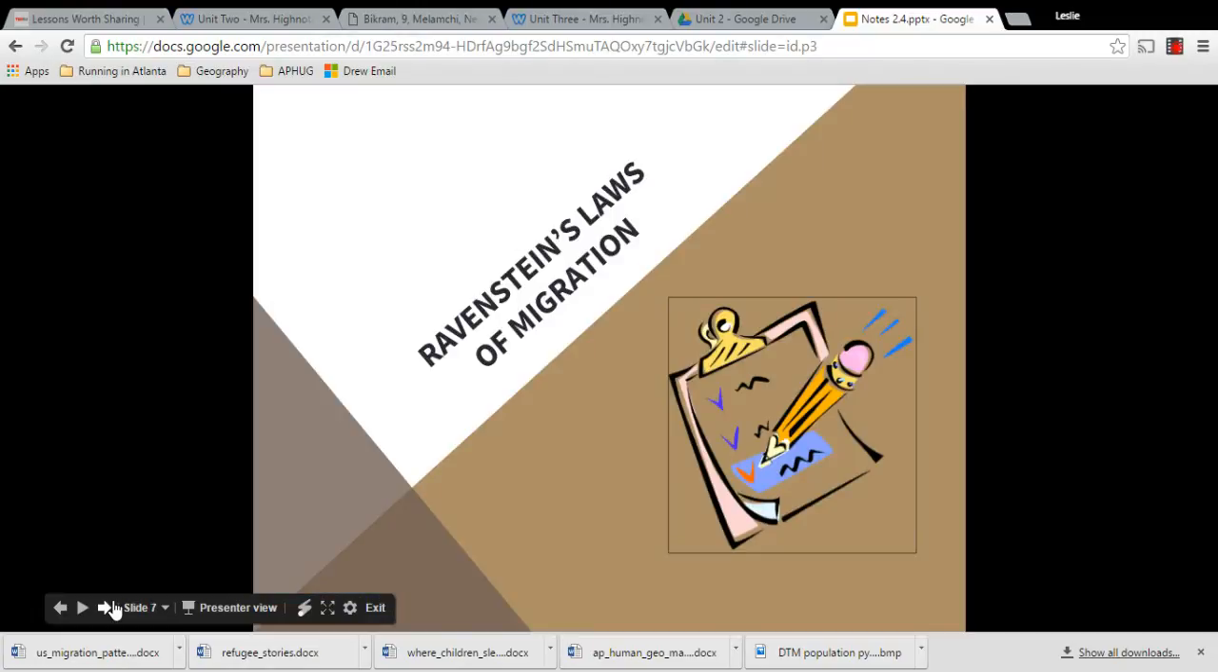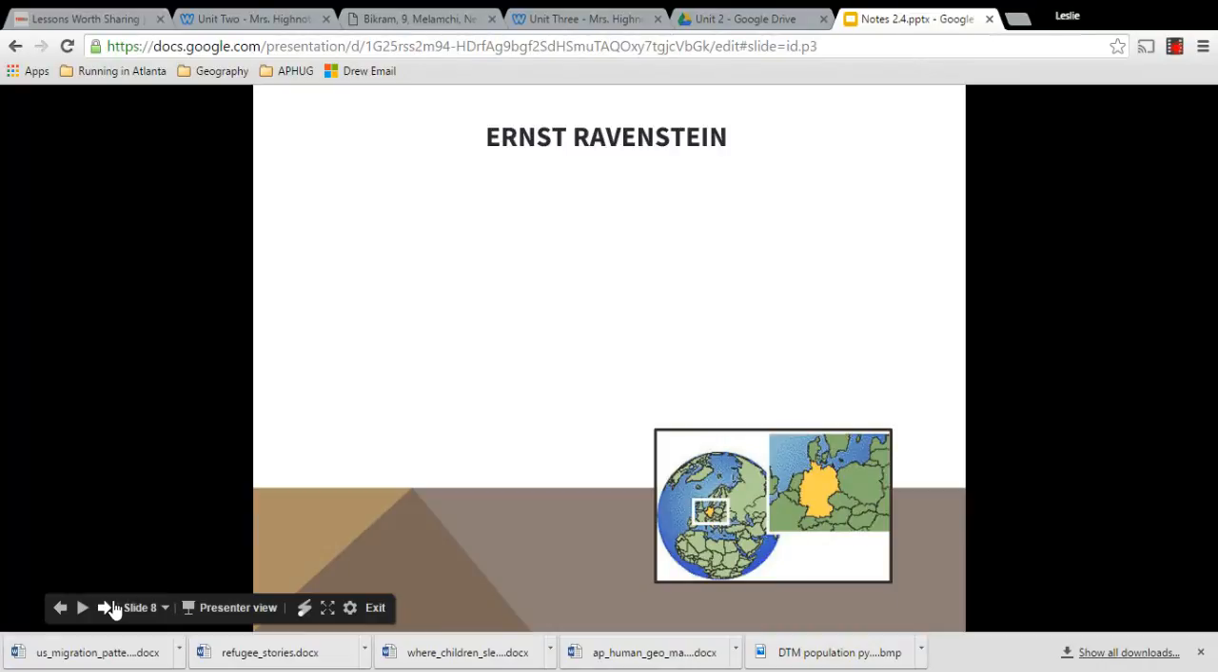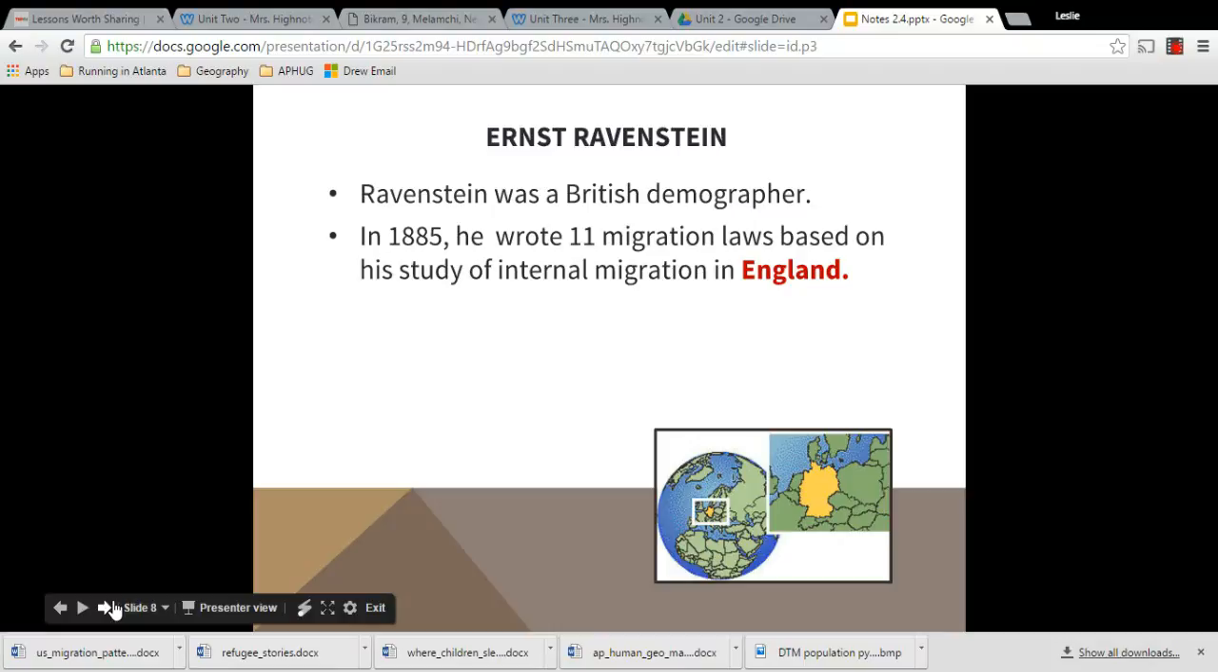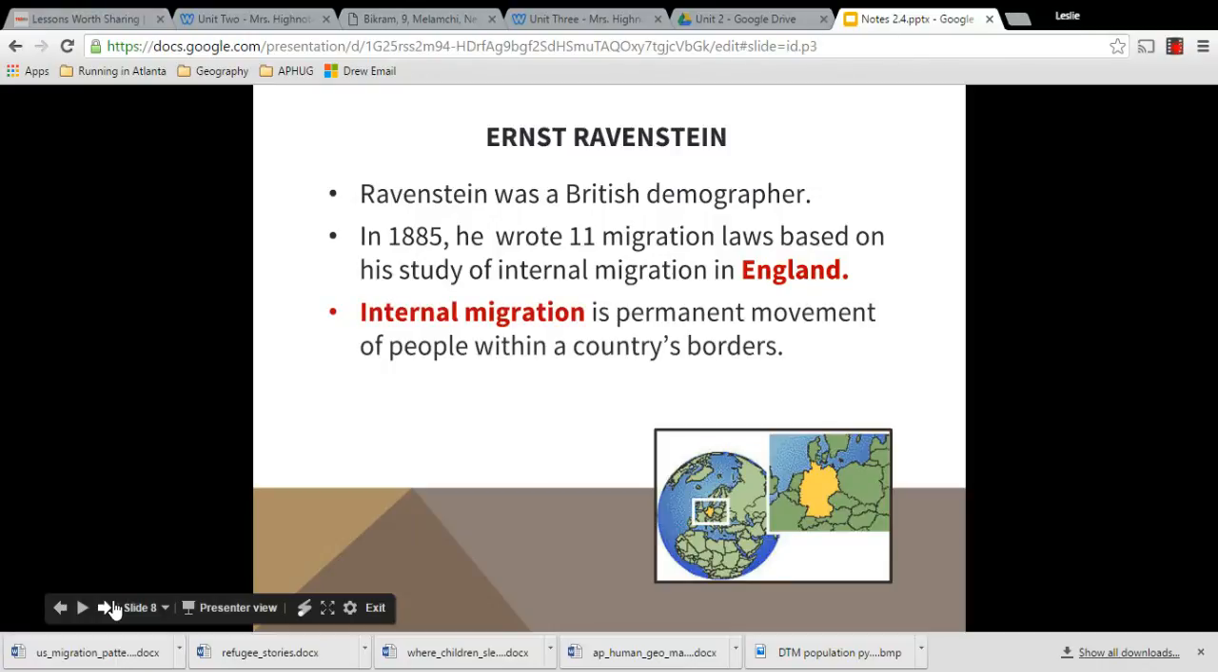An important theorist you need to know about is a guy named Ravenstein and his laws of migration. So Ernst Ravenstein, he was a British demographer. In 1885, he wrote 11 migration laws based on his study of internal migration in England, so people moving from place to place within the borders of England. Internal migration is permanent movement of people within a country's borders. Many of his laws are still valid today. They still hold true today.